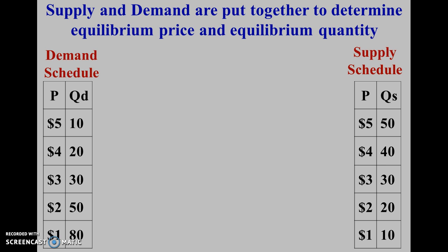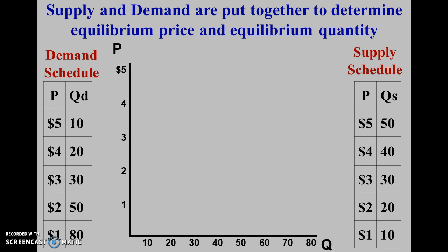If you'll remember, we have supply schedules and demand schedules, and they don't work the same. On our demand schedule, as the price falls, the quantity demanded goes up. On the supply schedule, as the price falls, the quantity supplied goes down. So the market is how we can make both of those entities happy.